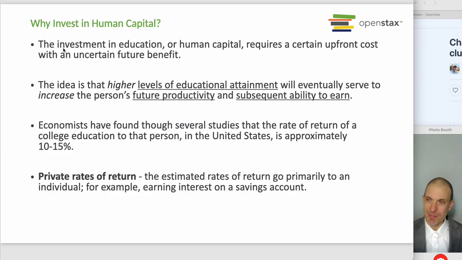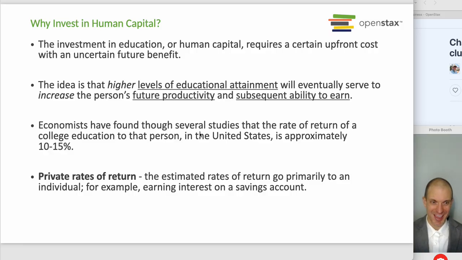Why invest in human capital? The investment in education or human capital requires a certain upfront cost with an uncertain future benefit. The idea is that higher levels of educational attainment will eventually serve to increase the person's future productivity and subsequent ability to earn. Economists have found through several studies that the rate of return of college education to the person in the U.S. is approximately 10 to 15%. Private rates of return, the estimated rates of return that go primarily to the individual, are, for example, like earning interest on a savings account. Okay, right, that's true. That's a good example of private rates of return.